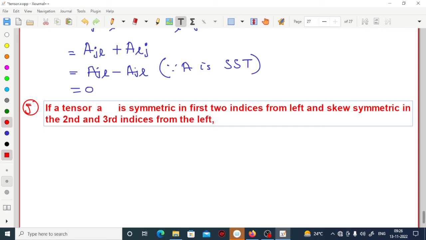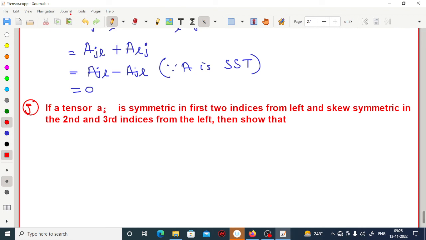Then show that Aijk is equals to 0. So I and j, if you interchange, it is symmetric. J and k, if you interchange, it is antisymmetric. So you have to show that this is possible only when the components of the tensors are themselves zero. Very interesting problem. Let us try to start.